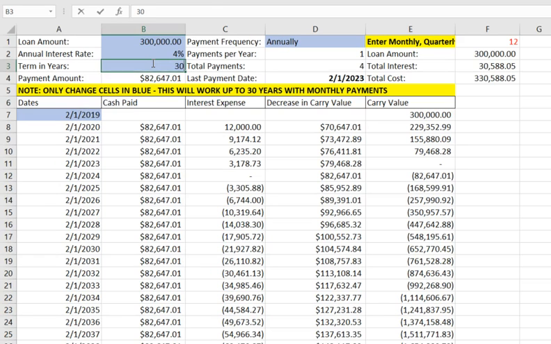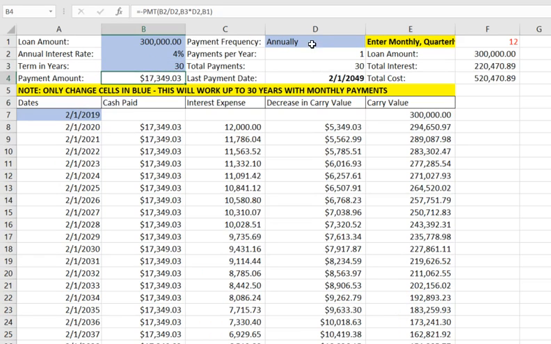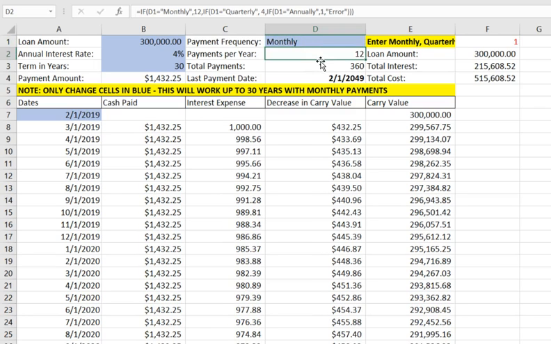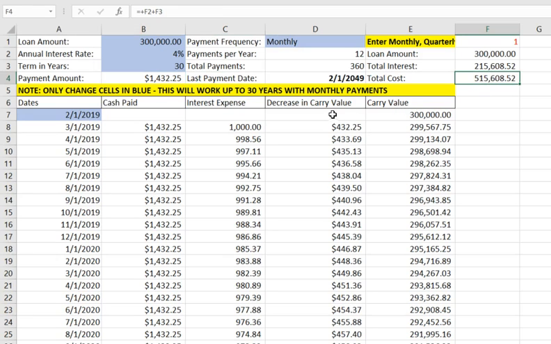Now in that 30 years, there we go. Now our payment's not going to be annual. On a mortgage, you would have a monthly payment. So that's 360 payments. That would be a mortgage payment of $1,432.25 per month. Now here's what I want you to see though. Look over here. The total cost of that $300,000 loan is $515,000. You pay $215,000 in interest over the life of that mortgage.